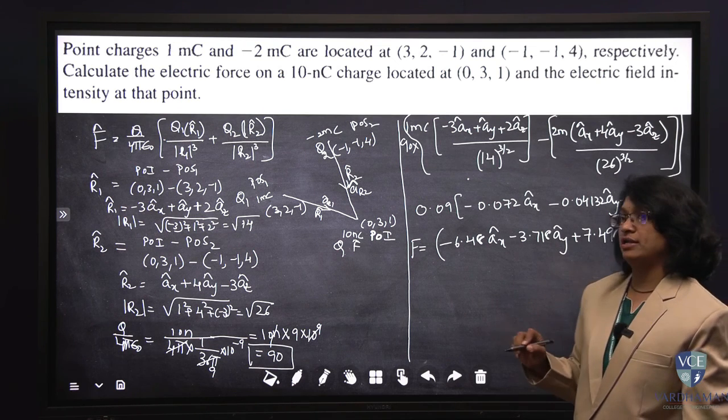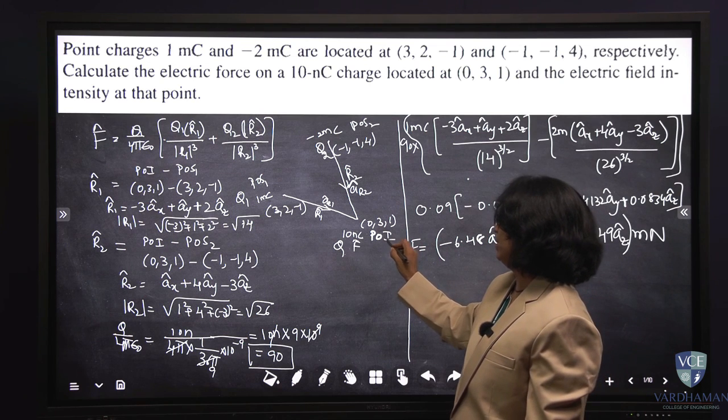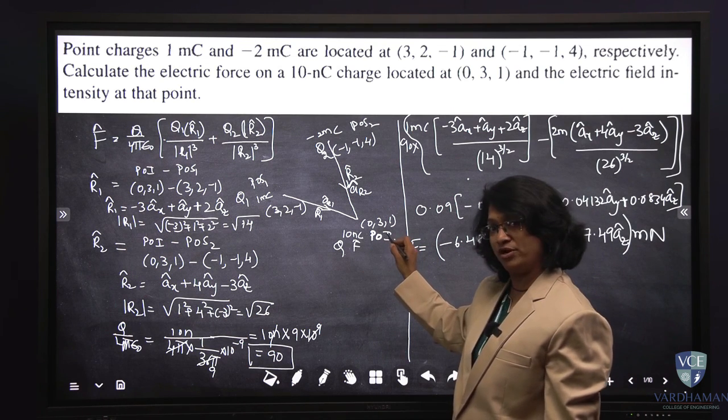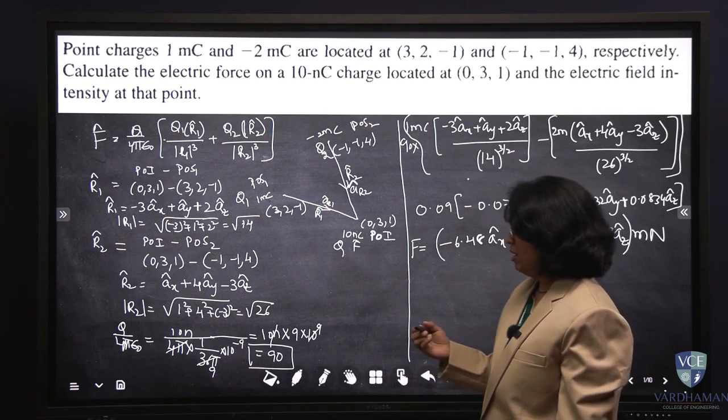So this is how we calculate the force acting on the charge placed at the given point of interest due to the charges that are present at different locations.